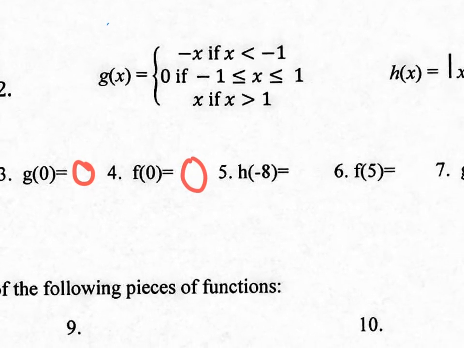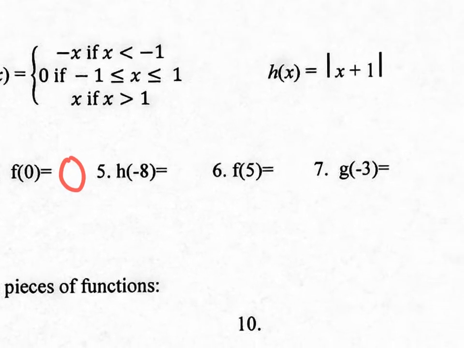Moving on, number 5, h of negative 8. Okay, so we're going to go to the h function, and we're going to plug in negative 8. This one's not even a piecewise function. It's just an absolute value function. So let's just plug in negative 8. And when you plug in negative 8 right here, what do you get? Negative 8 plus 1.